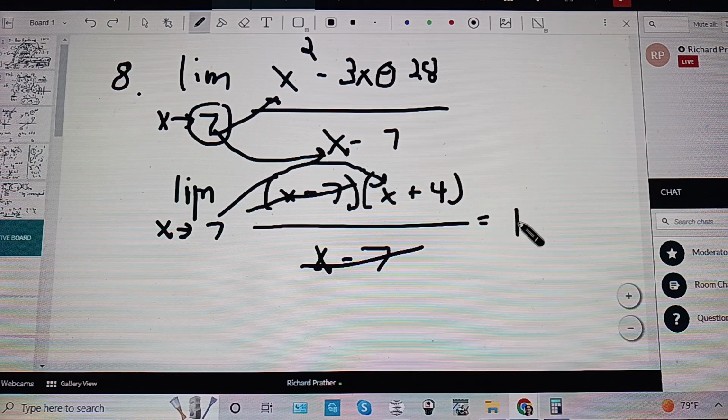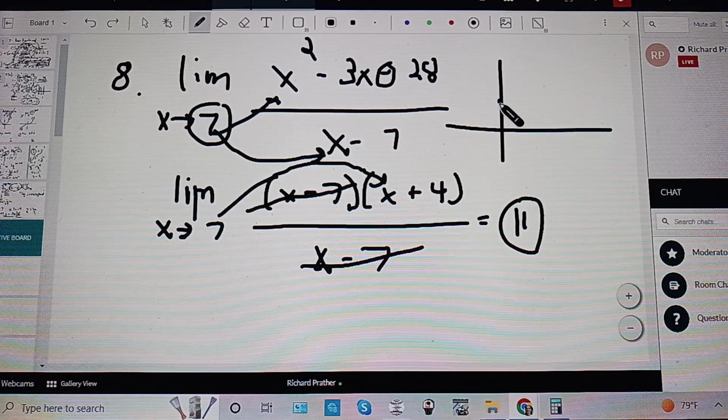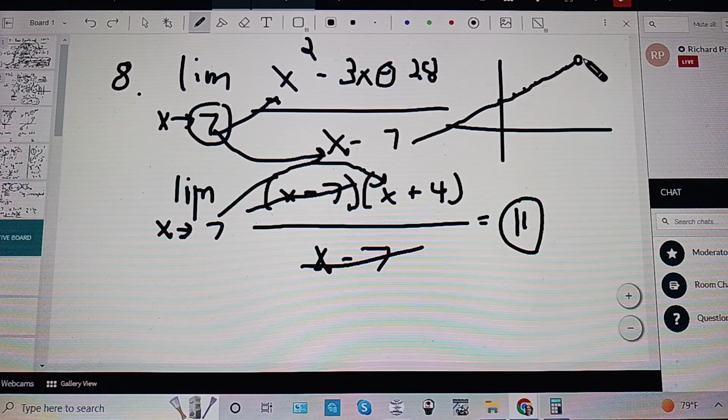7 plus 4 is 11. But what would happen on the graph is you'd have a y-intercept of 4. You'd go up 1 over 1 7 times. 2, 3, 4, 5, 6, 7. Right there, there'd be a hole in the graph. This would be a line with a hole in the graph at 7.